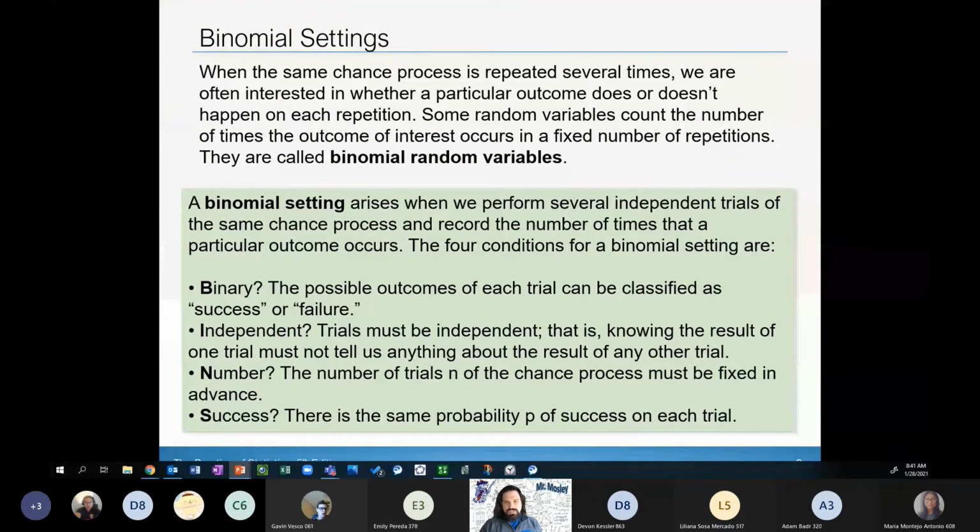Right? And to remember these things, we use the first letters of these: binary, independent, number, and success, and remember that we must check our BINS. Right? If I want to know if something is binomial, or if I can represent it with a binomial distribution or use a binomial random variable, I have to check the BINS. So that's kind of nifty, an easy way to remember.